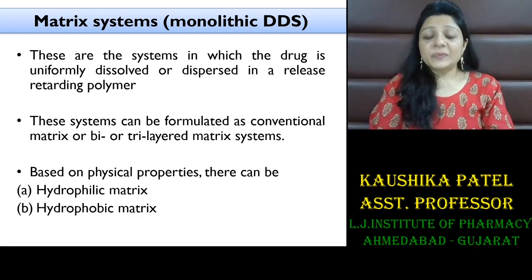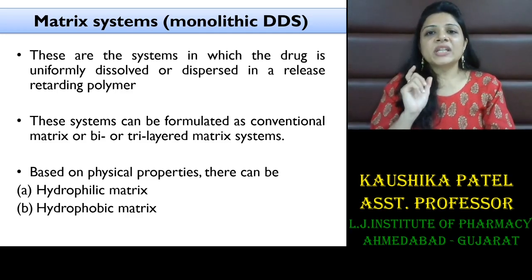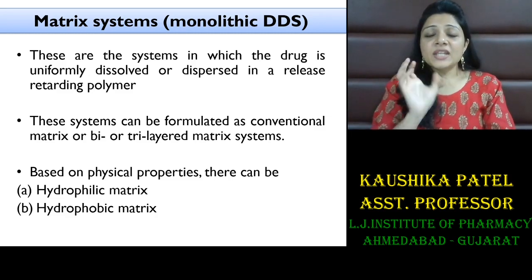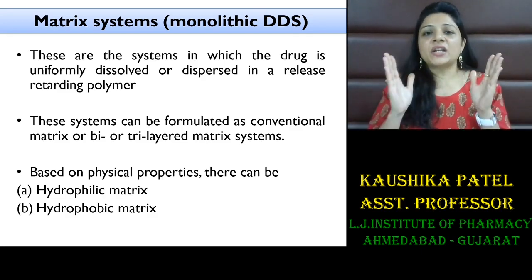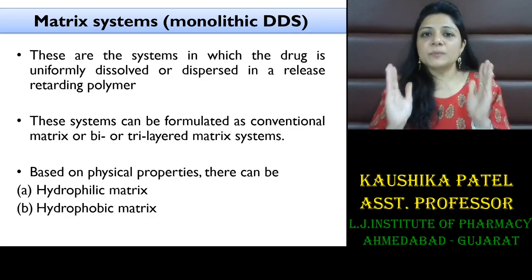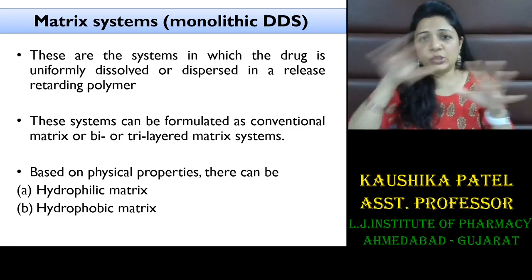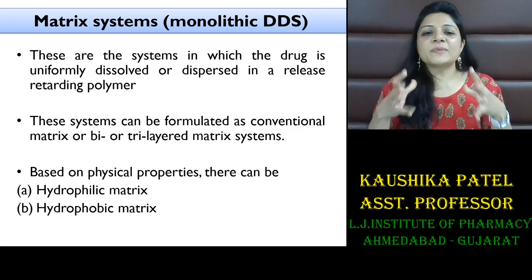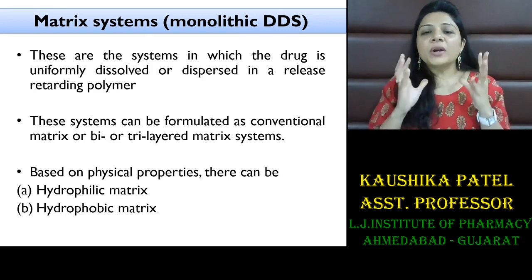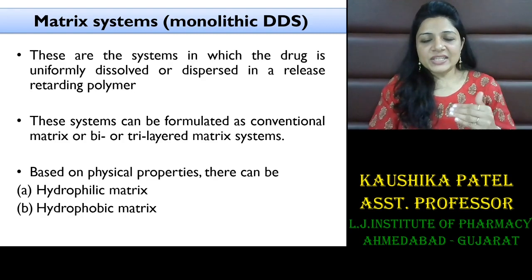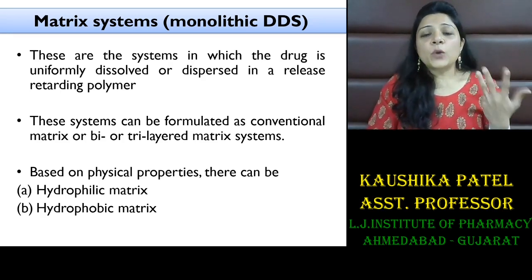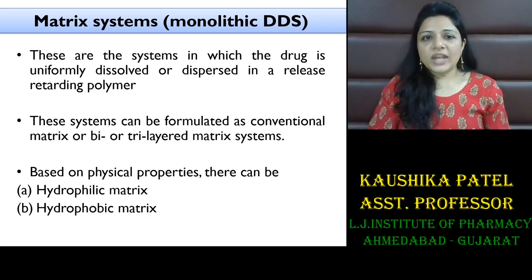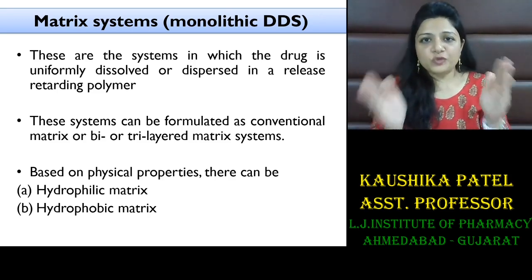Starting with the matrix system. Matrix systems are also known as monolithic drug delivery systems. In such a system, the drug is dispersed, dissolved, or embedded in a matrix of release-retarding polymer. So there is a three-dimensional network of polymer in which your drug has been trapped. You can form a monolayer simple matrix tablet, a bilayer matrix tablet, or even a tri-layer matrix tablet. Based on the properties you require, you can go for a hydrophilic matrix or a hydrophobic matrix.